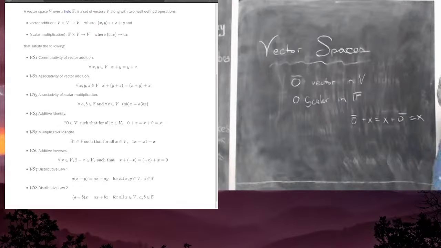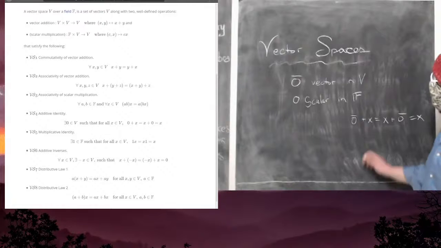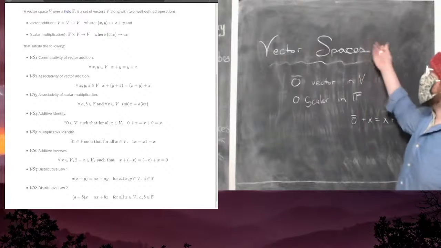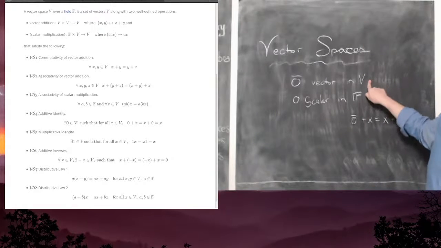All of this, if you've taken abstract algebra, should look very familiar. A vector space is essentially this set V that is an abelian group.